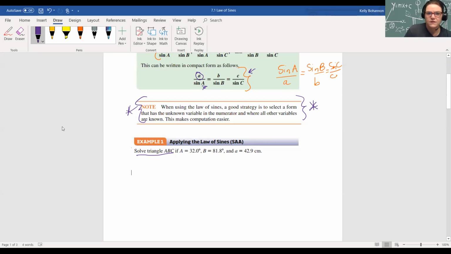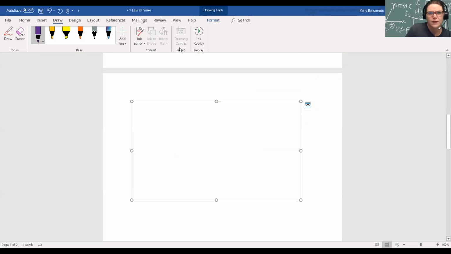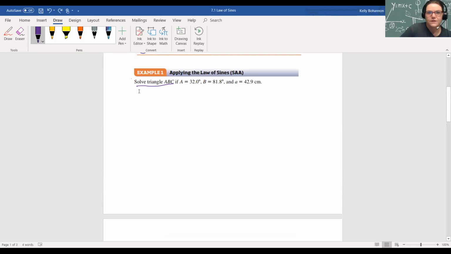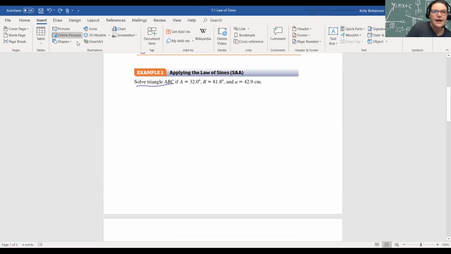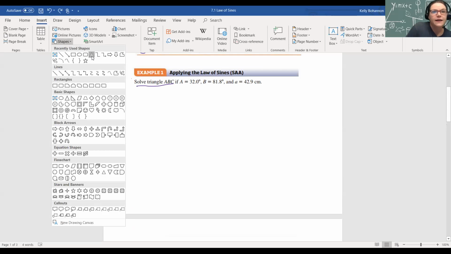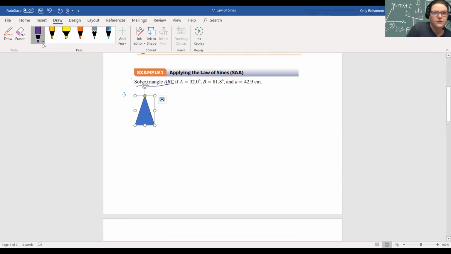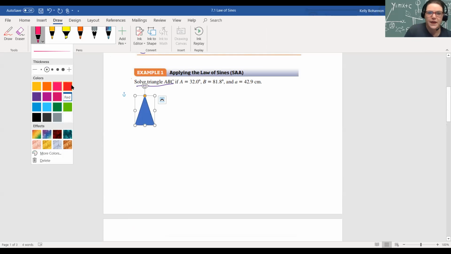Anytime they give you pieces to a triangle, the easiest thing I think to do first is to draw the picture. So you're just going to draw a triangle. I'm going to use an actual triangle so that I don't have to sit here and draw one with my weird pen and it would come out weird.